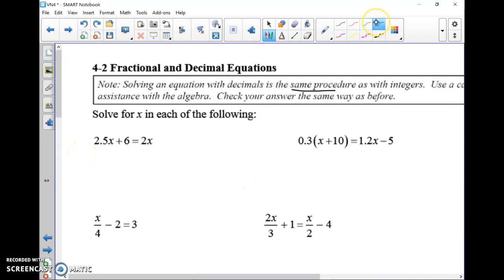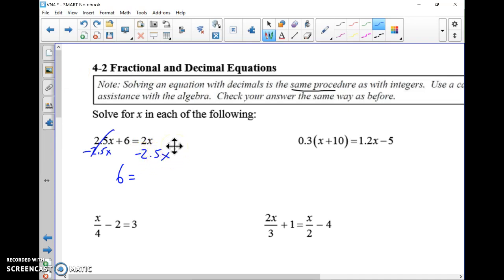Zoom in a little bit. So since I don't want to have nothing over on the right side, I don't want to have 0 over there, I am going to subtract the 2.5x this time. So minus 2.5x on both sides. And that will eliminate it on the left. On the left side, I'll still have positive 6. On the right side, I have 2 minus 2.5x.